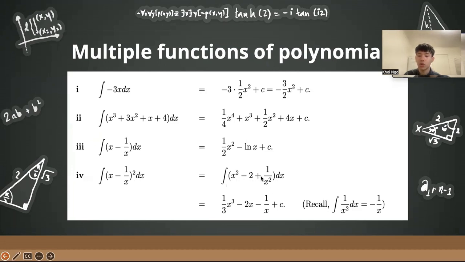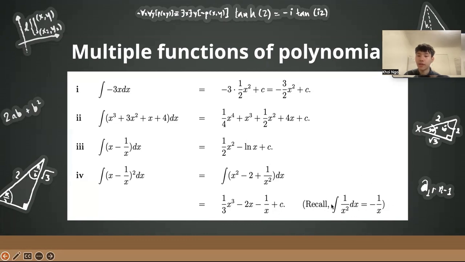That's why we have the terms here: x squared minus 2 plus 1 over x squared. And then we use the first rule. Oh, now in this case, we should use the second rule from the previous slide. Then the antiderivative of x squared would be x cubed on 3. Antiderivative of minus 2 would be minus 2x. And antiderivative of 1 on x squared would be minus 1 on x plus c.